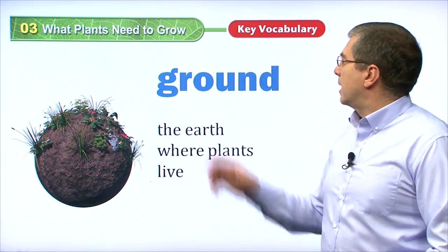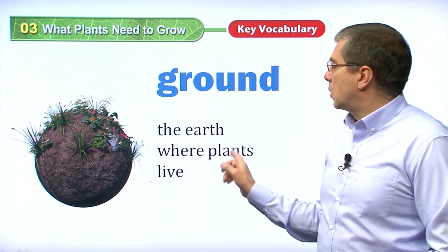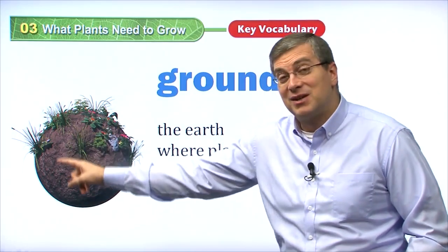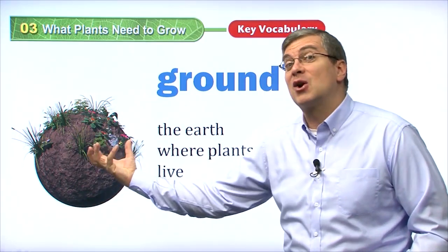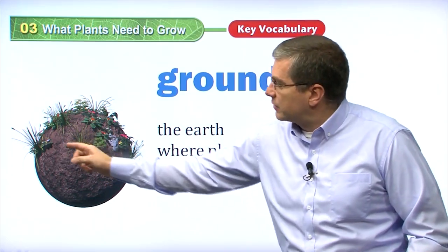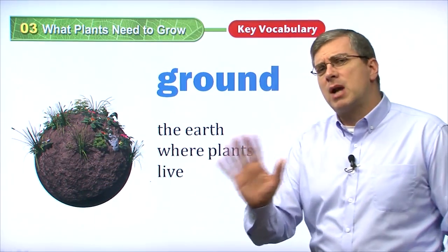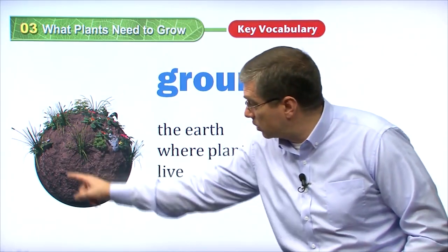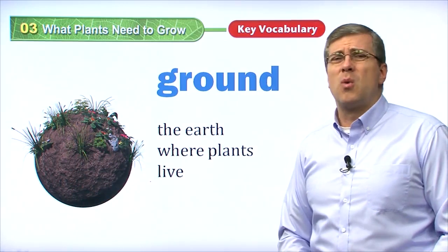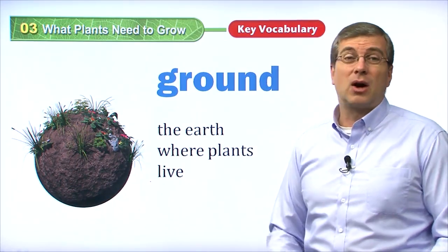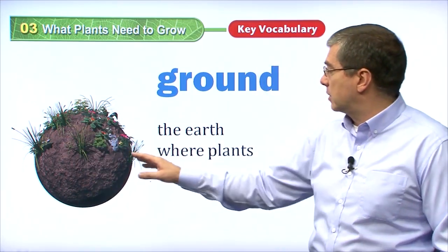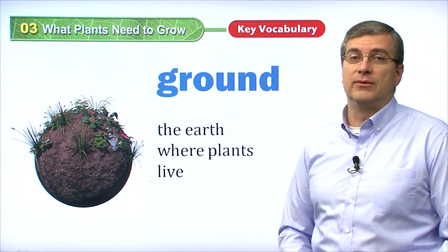Okay, let's move on. We have ground. Ground is the earth where plants live. So this is an interesting shaped piece of ground. Of course, it's supposed to look like the earth, right? But basically, plants grow from the ground. Now remember, not all ground is good for plants. We need soil. This looks like good soil. But plants don't really grow well in sand in the desert. That's why there are no plants in the desert. So this is good ground for plants to grow. It's the earth where plants live, in the ground.